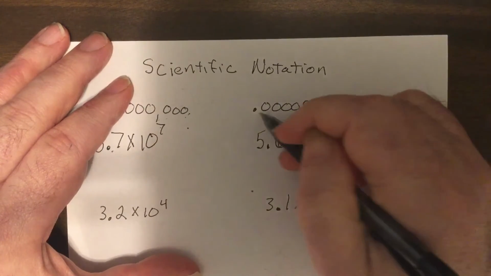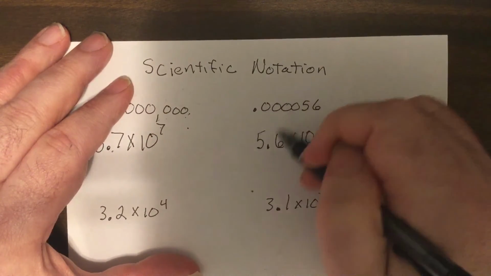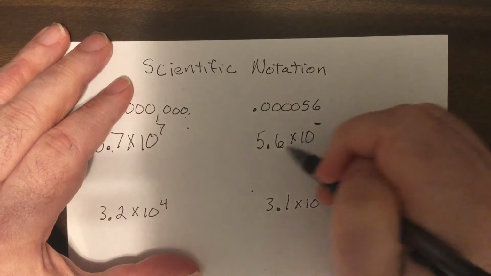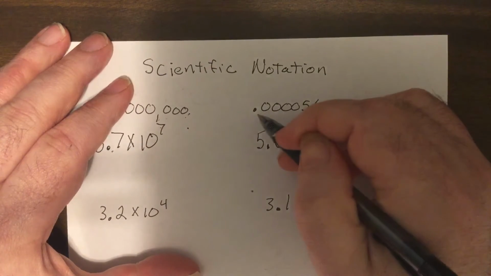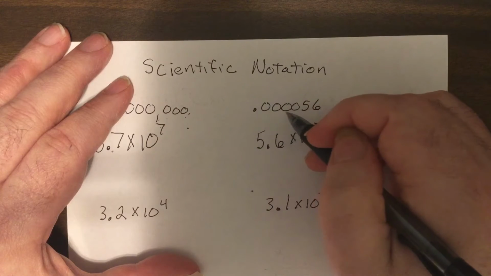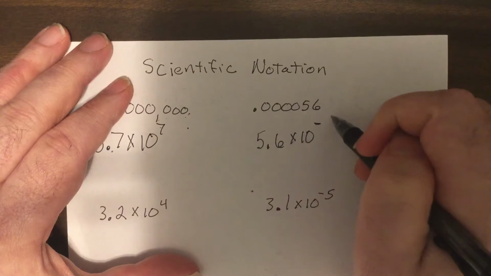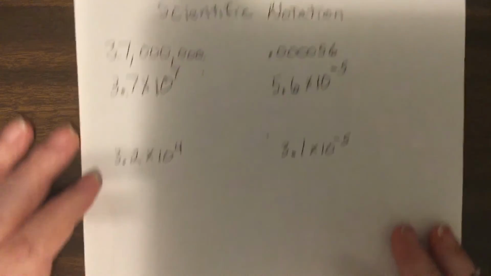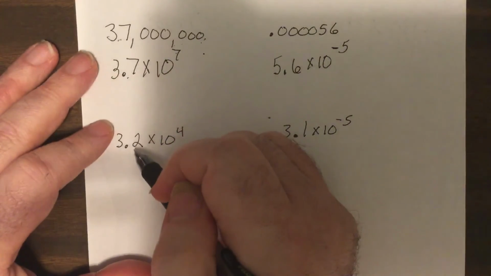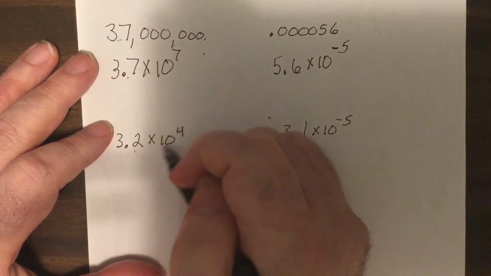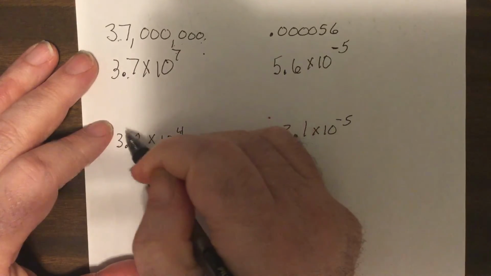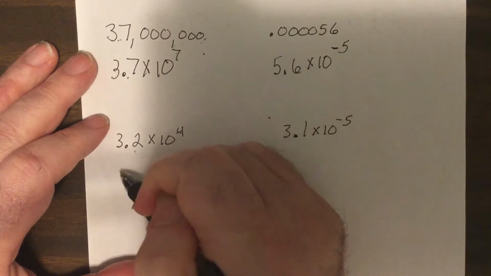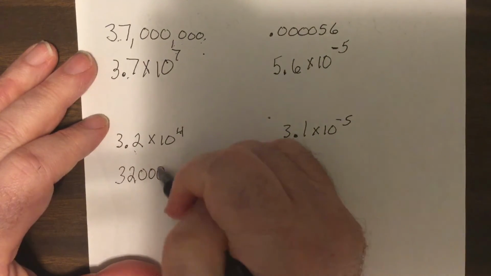Now this is bigger than this, so this has to be a negative power, meaning making this smaller. And how many times do I move it? 1, 2, 3, 4, 5. So that means I divide it by 10 5 times. Then if I want to go the other way, make this a regular number, I know I need to move the decimal, making this bigger 4 times. So it'd be 3, move it once, 1, 2, 3 more, 32,000.